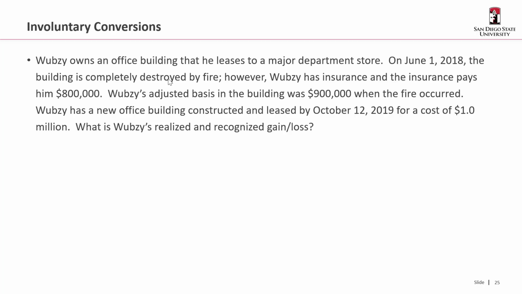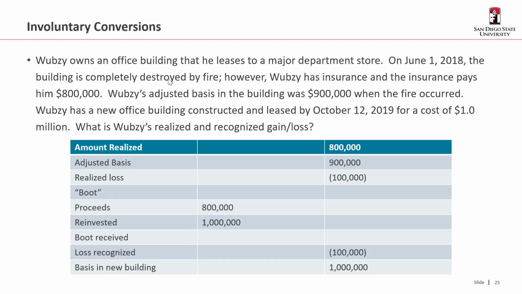All right, one more. So in this case, everything's the same. Wubsy has the office building, but his insurance pays him only $800,000. He spends $1 million on his new building. So what is his realized and recognized gain or loss? Well, in this case, the amount realized is $800,000. His adjusted basis is $900,000. His realized loss is $100,000.